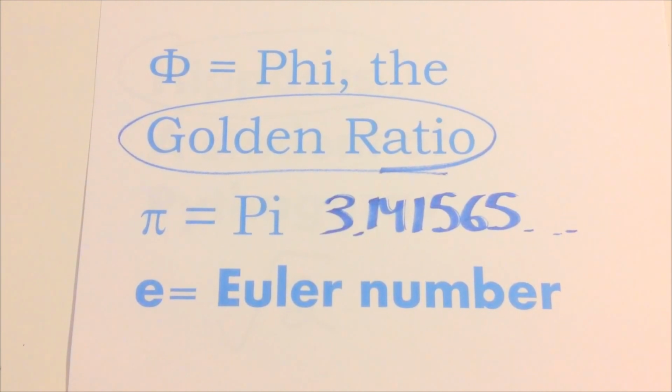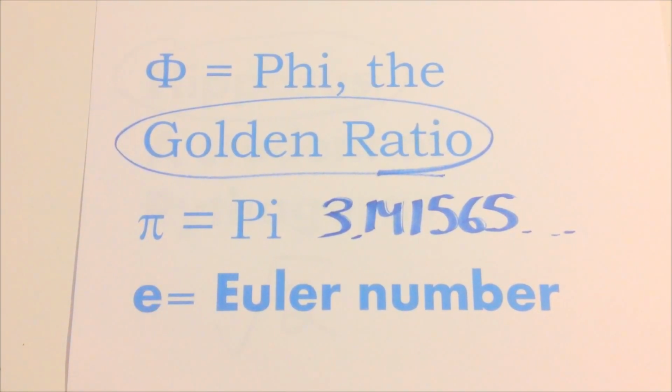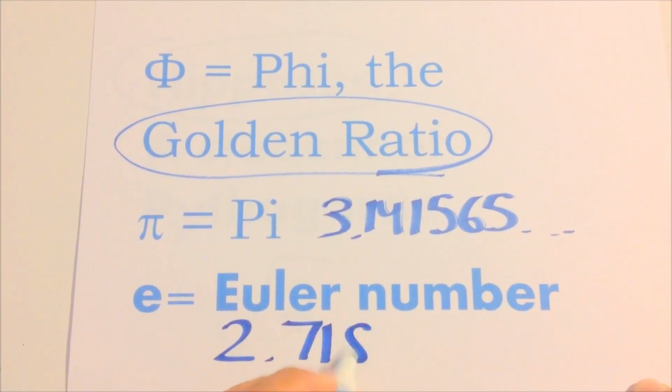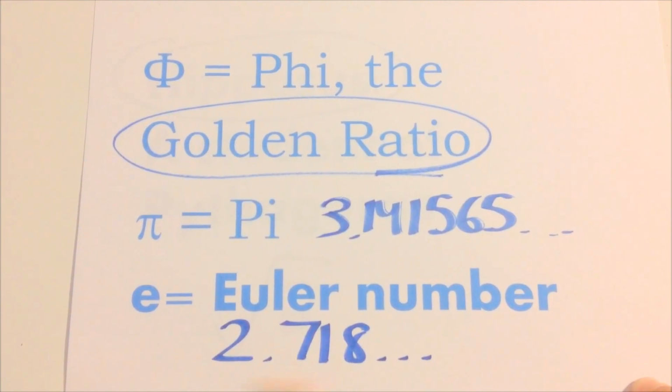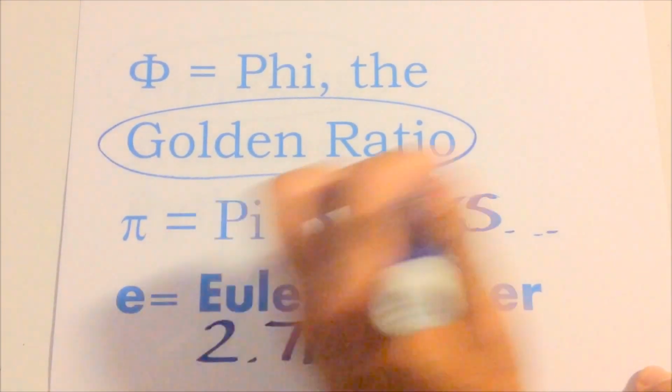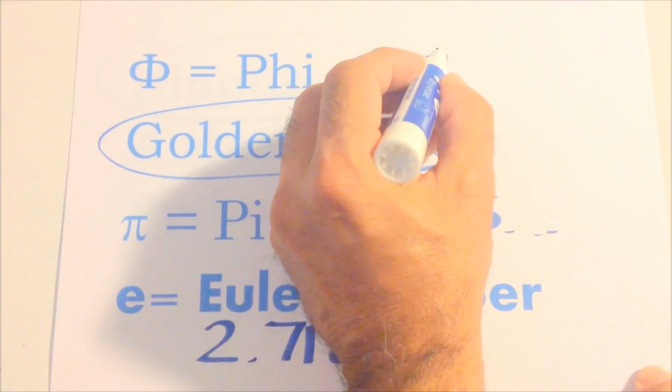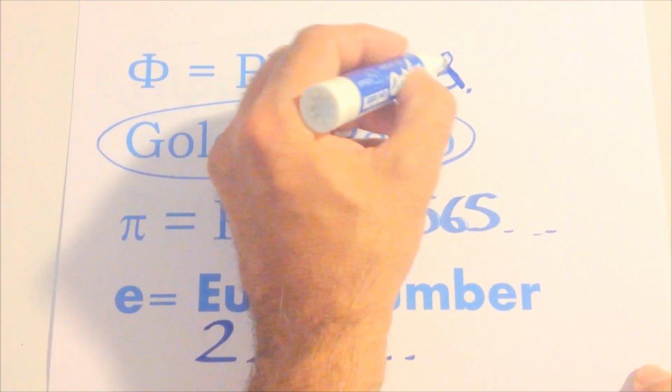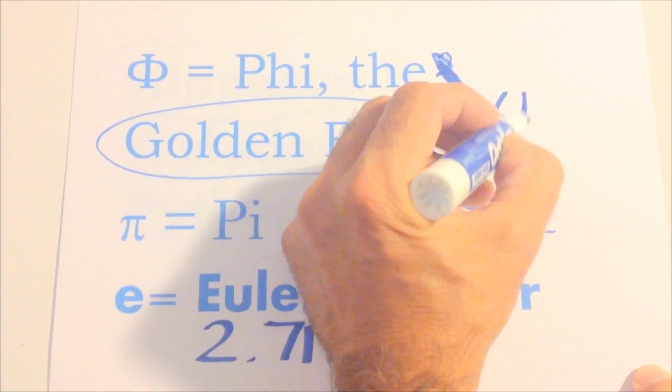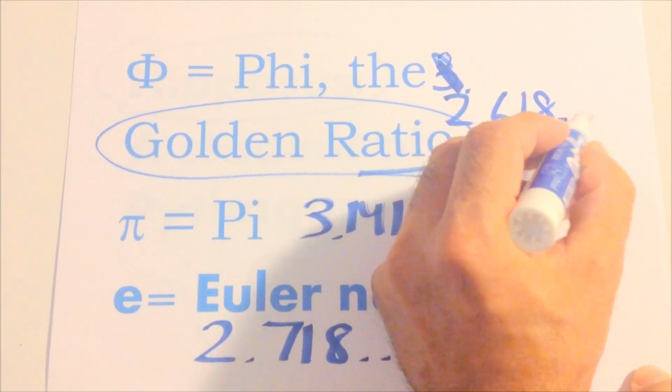And we have Euler, Leonard Euler. This is from his name, and it's the Euler number. And we have it at about 2.718. Remember that the ellipsis continues. Oh, and pi we did already. And phi is about 2.618. Roughly that.